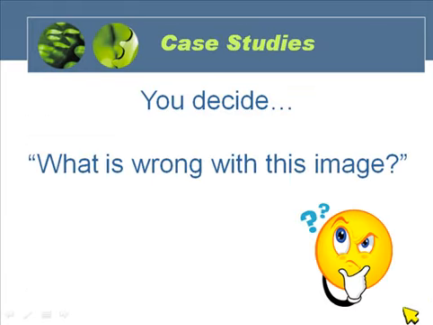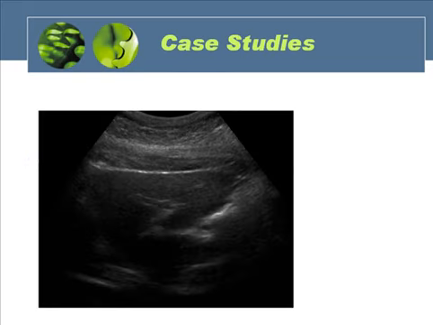Let's look at some case studies, and you decide what is wrong with this image. Evaluate this image. Tell me, what do you think is wrong with it? Correct. The image is underpenetrated. We're not seeing this far field well at all. So how would we correct it?